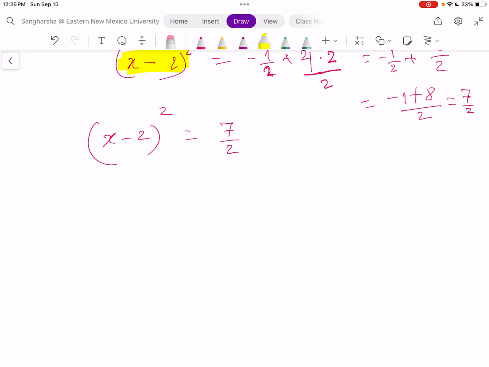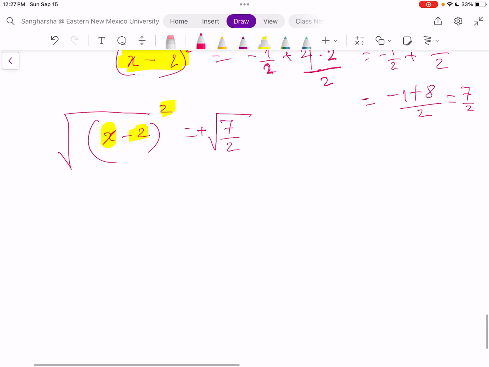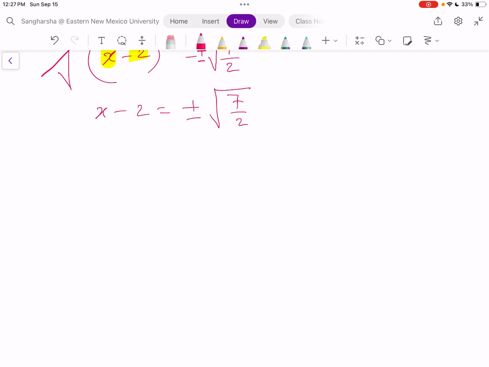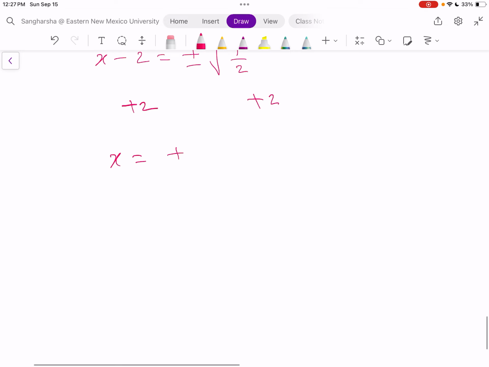Now we are still solving this equation. Solving means we need to have our x by itself on one side, but this x has a square, it has a negative 2, so we need to get rid of this. For the square, we apply the square root on both sides to get rid of the square, and whenever you apply the square root you will get positive and negative on the other side. So this square root is gone. We have x minus 2 equals plus or minus the square root of 7 over 2. Now we need to get rid of negative 2, we add 2 on both sides. So our x equals plus or minus the square root of 7 over 2, plus 2.